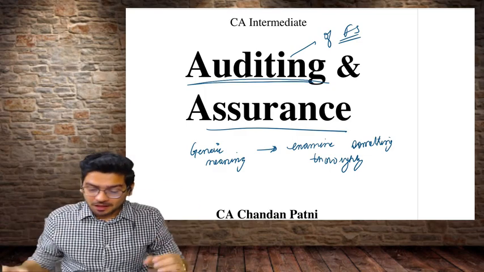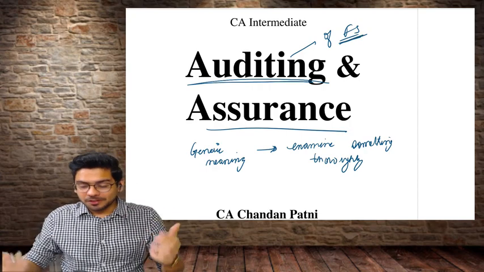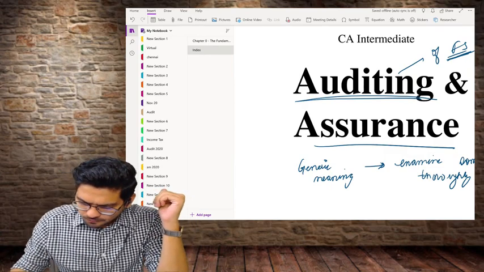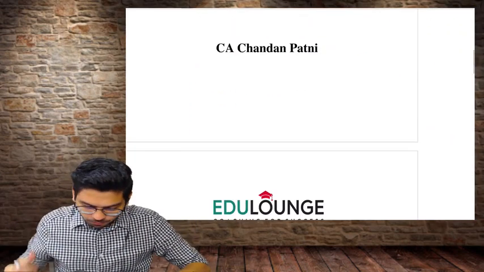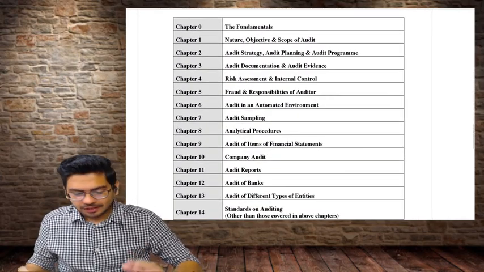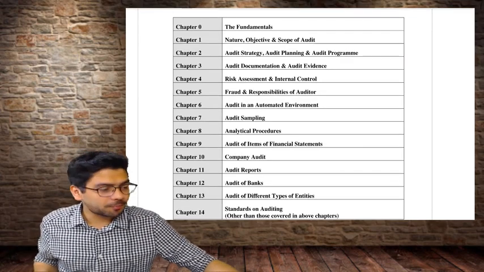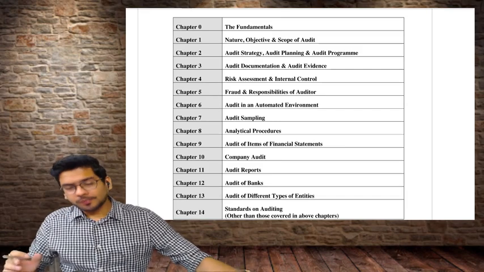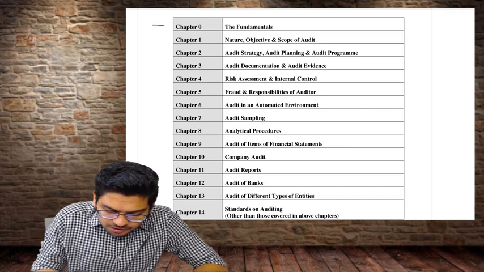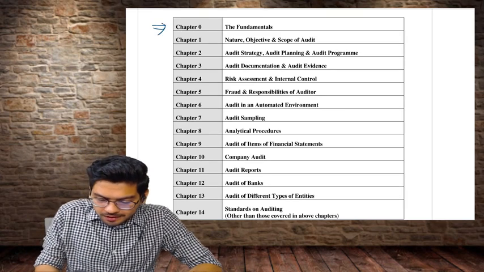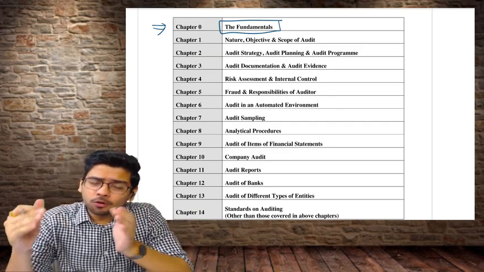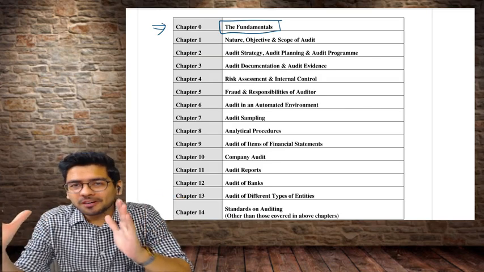But before discussing what financial statements mean, I would want all of you to have a look at the index, the contents part of your book. If you can see here, I have divided the entire syllabus into 14 chapters. But in your institute's material, you are only going to find 13 chapters. I have given chapter 0 also here, by the name of fundamentals. Today we are only going to discuss chapter 0, the fundamentals.